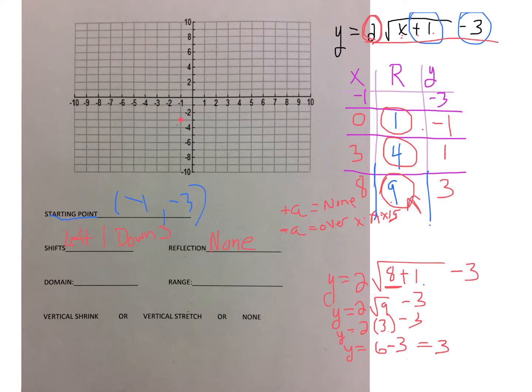Okay? Now again, folks, we only used this column for identifying what I want under the radical. These are not part of our coordinates, so I don't need this anymore.